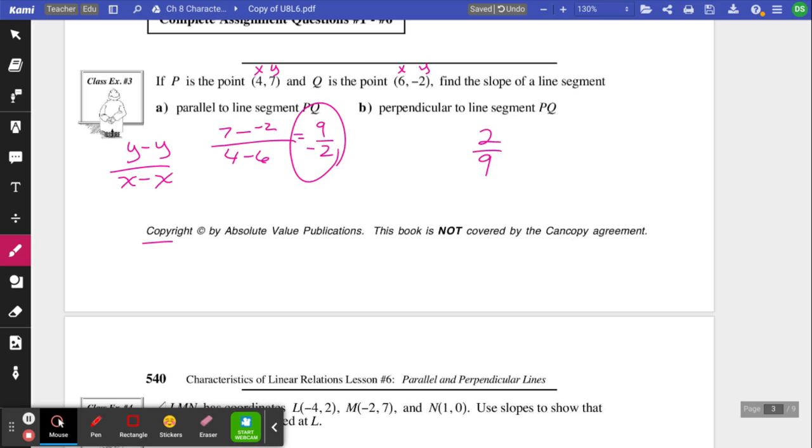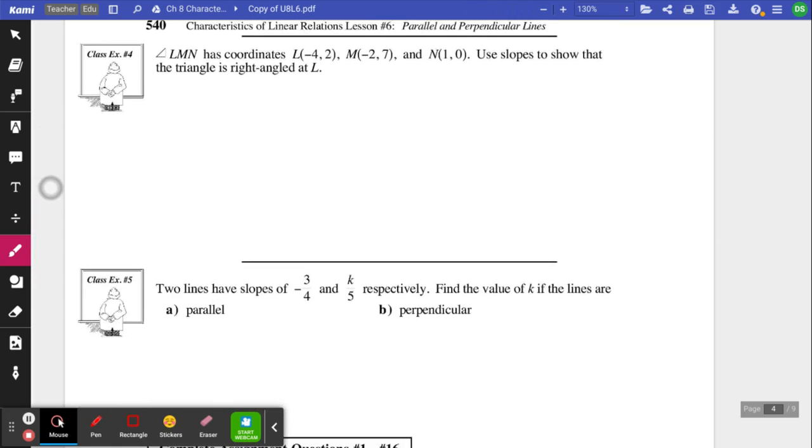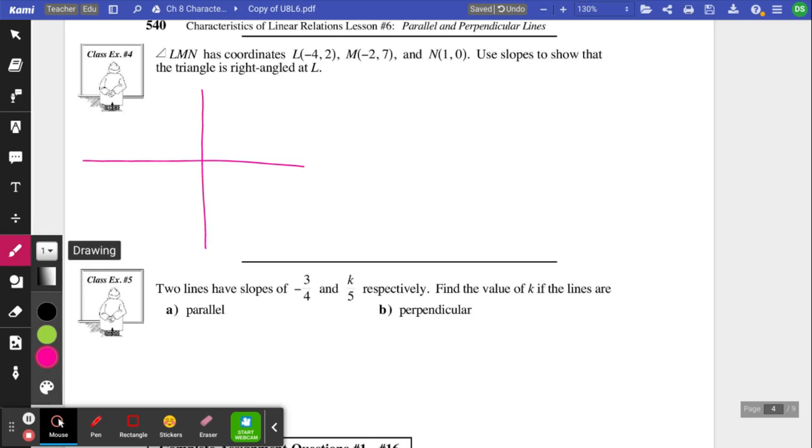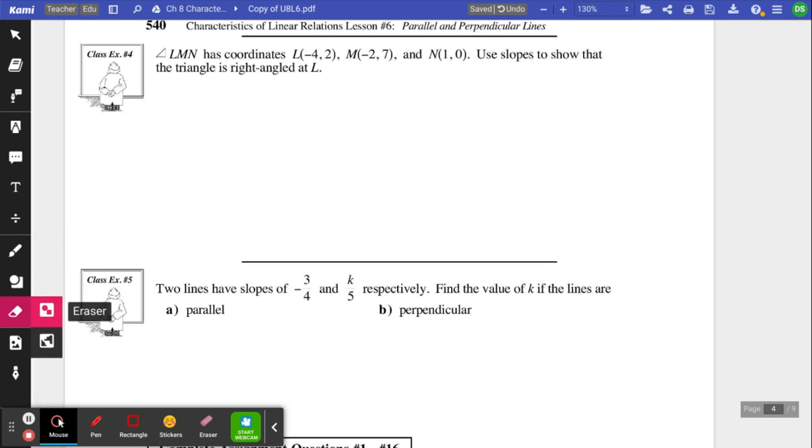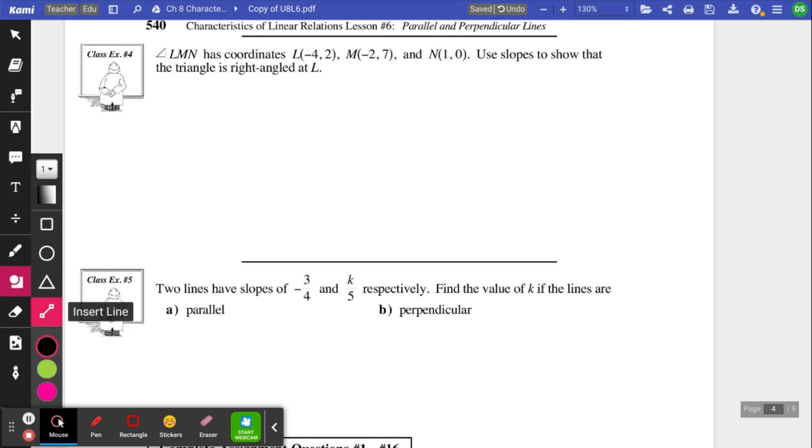Got it yet? Okay, turn the page. Triangle LMN has coordinates LMN. Use slopes to show that the triangle is right angled at L. Okay, we gotta draw a little picture. Here we go. Draw me some axes on your page. And then I'm gonna switch colors. And I'm gonna use, actually, what would be really cool? Here, we'll do this. I got this, we can do this.